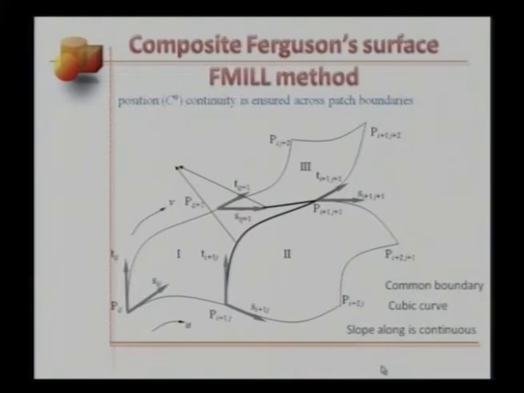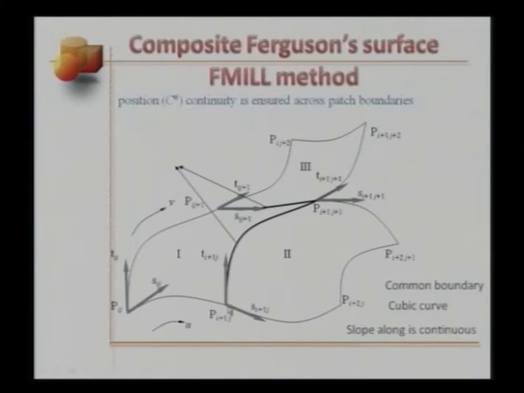And so it happens that Ferguson's models innately give us slope continuity along the curves. As you move along this boundary curve, the slope is continuous between 1 and 2. And as you move along this common curve here, the slope is unique along the u direction between patch 1 and 3.